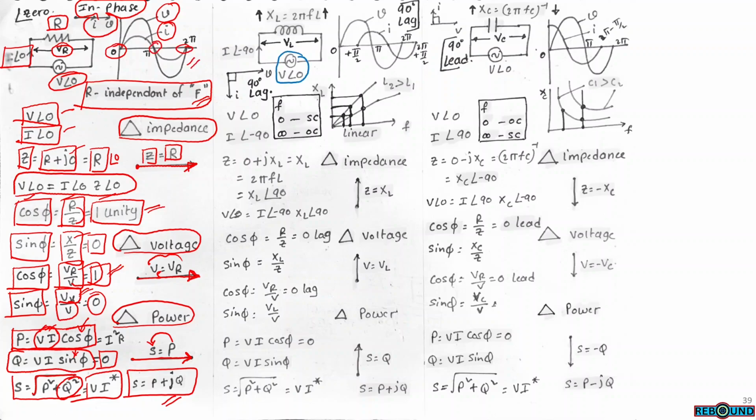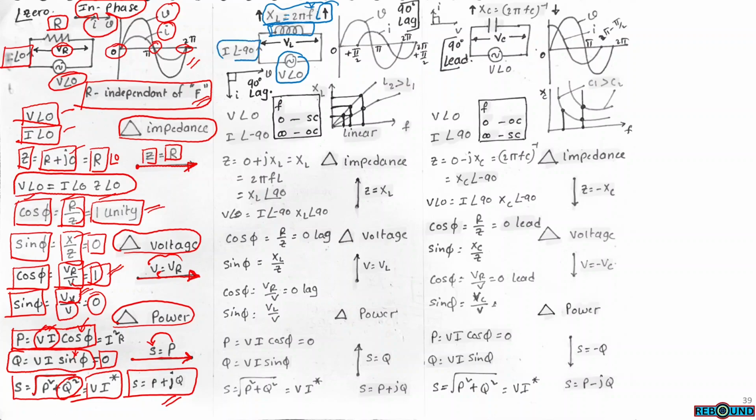Supply voltage is applied across an inductor. So inductive reactance XL equals 2 pi FL. L is the inductance. XL is the total reactive impedance. XL equals 2 pi FL, which is frequency dependent and inductance value dependent. As the inductance increases, the XL value will increase. As the frequency increases, the XL value will also increase.